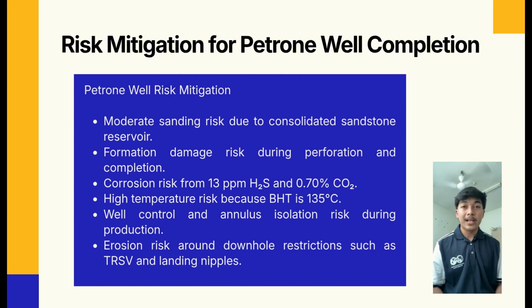So, based on the well data, Petron is an oil producer with consolidated sandstone, 35 meters total net pay, bottom hole temperature of 135 degrees Celsius, moderate sanding risk, 30 ppm H2S and 0.7 CO2. Therefore, the main risks are sanding, formation damage, corrosion, high temperature, well control failure, annulus isolation failure, and erosion.